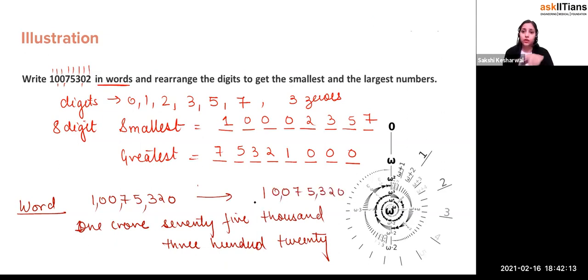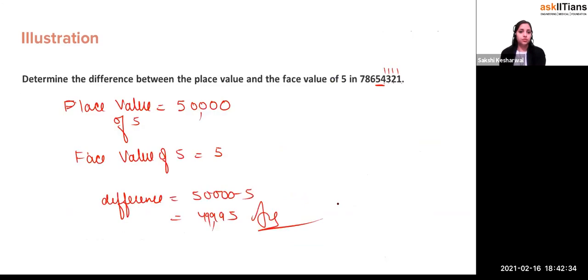So this will be equal to what, beta? 1 crore, which is equal to nearly 10 million. So we can say 1 crore means 10 million, right? So this is 10 million, in multiples of 10 millions, right? 75,320. That's it, right? This is the way we say. Okay, now let's come to this.